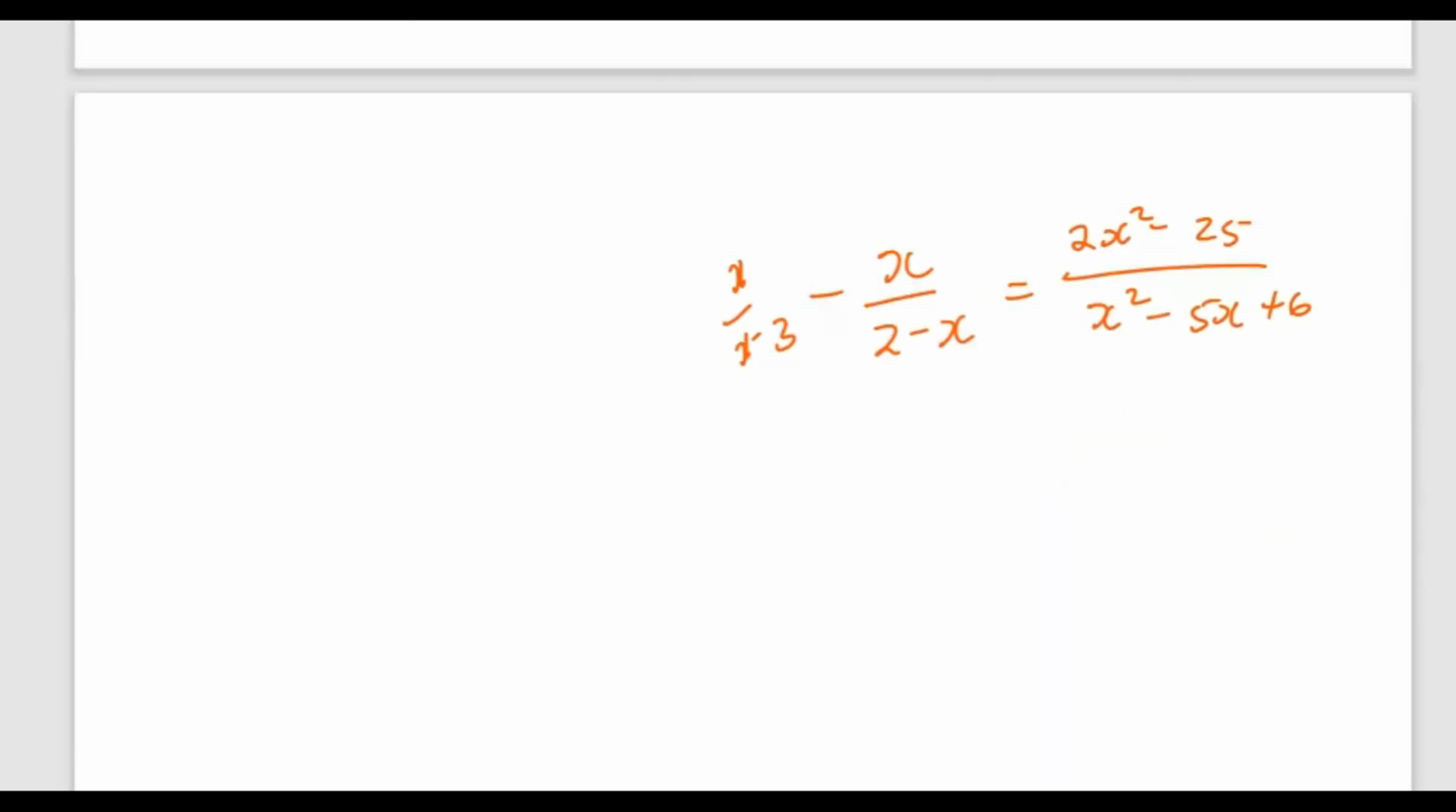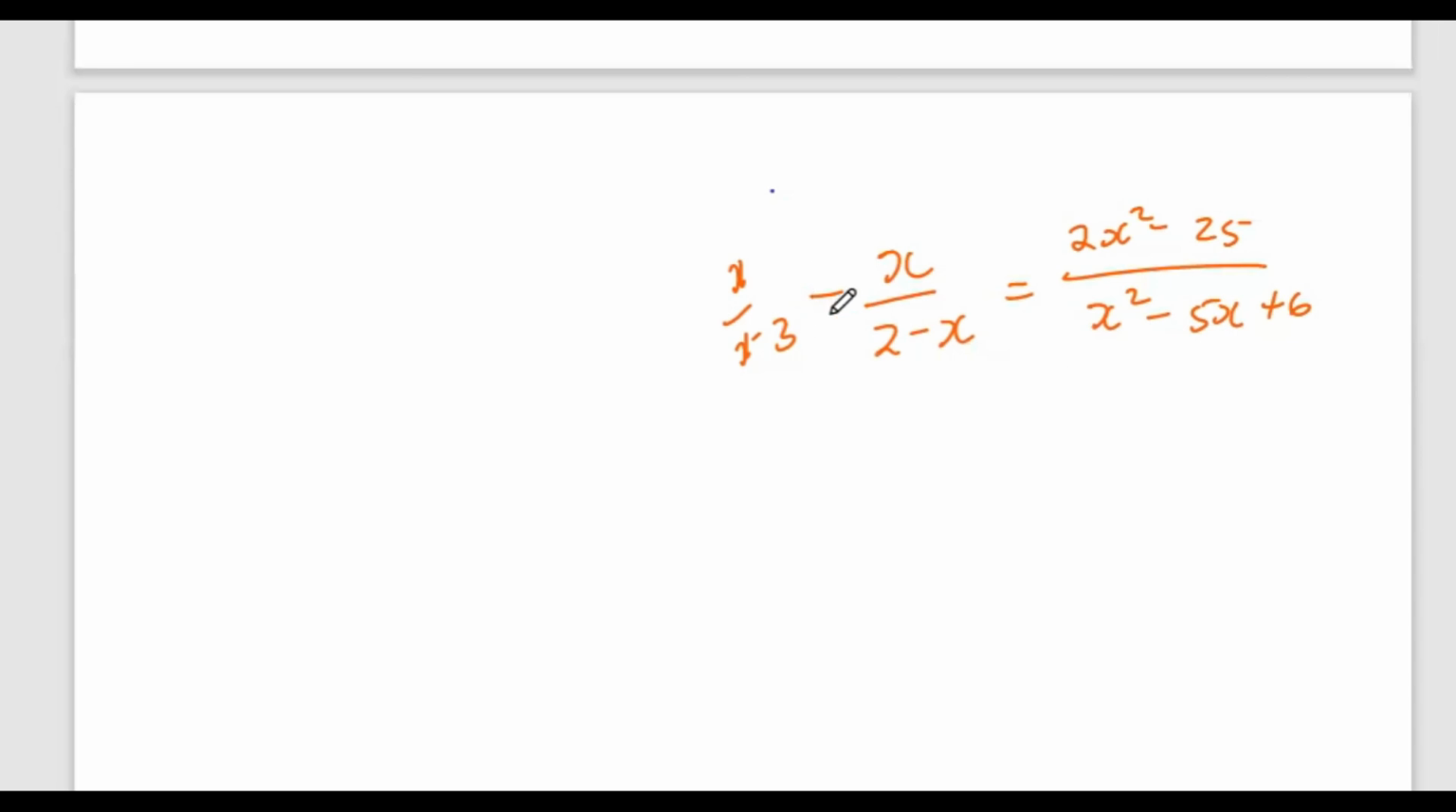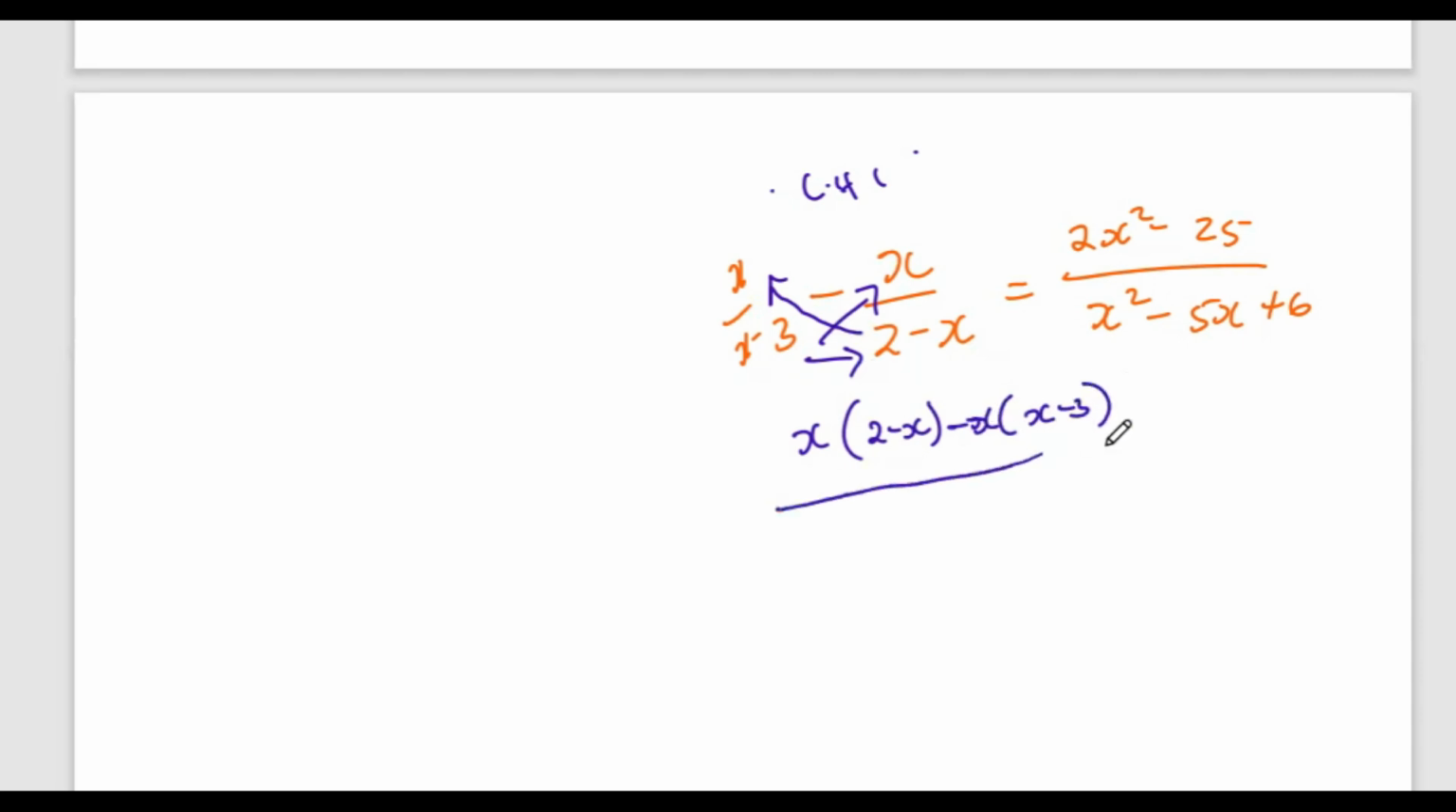Okay, so we said we could use the cross multiplication. That cross multiplication is going to be this multiplied by that, then that. I'm just focusing on the left-hand side first. So I'll have my x into 2 minus x, then minus x into the x minus 3. Everything is over this product, which is x minus 3 into 2 minus x.